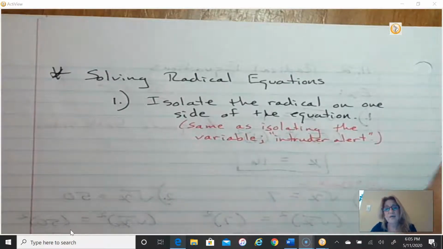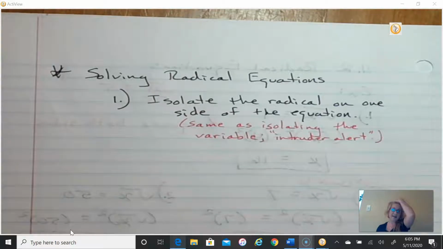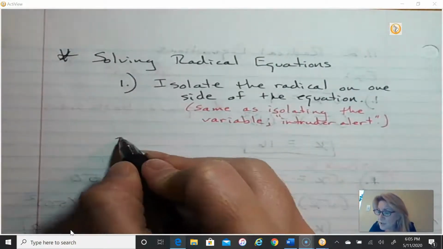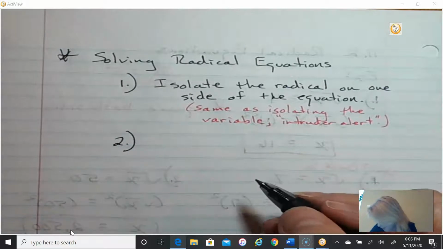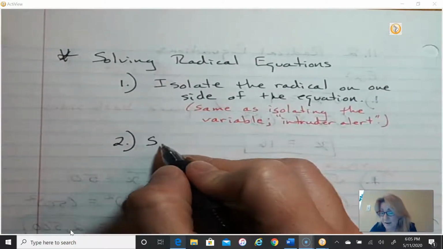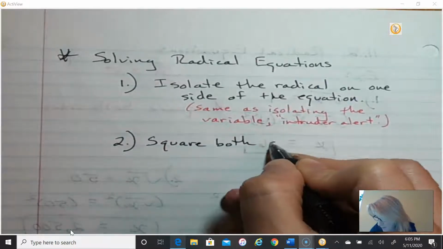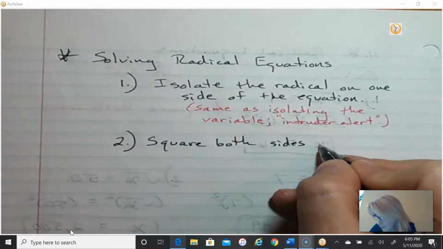Okay? It's like what y'all been doing. It's isolating the variable, and it's like intruder alert. You've done this many, many, many times this year. Step 2. You're going to do what we just did. You're going to square both sides of the equation.